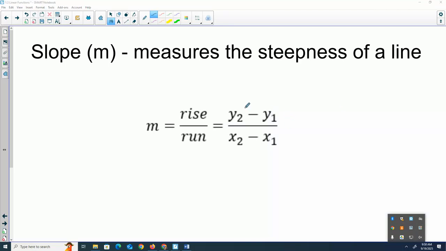We've seen that formula, using x1 and y1, before. That's just coming from two ordered pairs. First ordered pair, x1, y1, second ordered pair, x2, y2. So let's practice that.